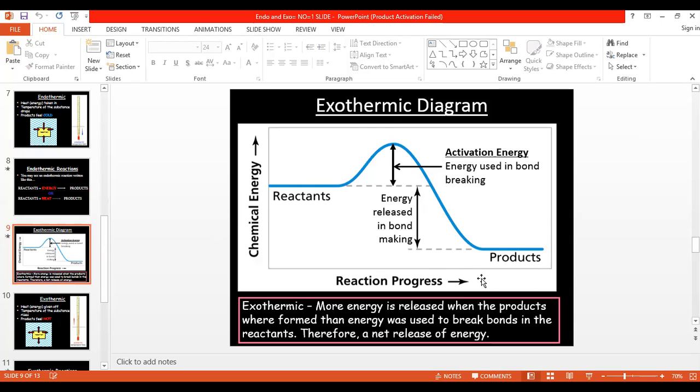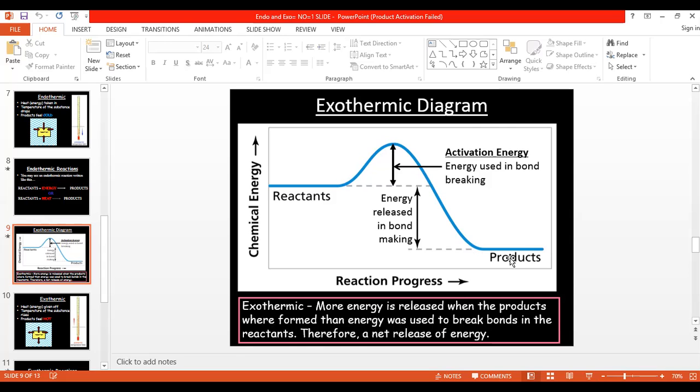This is exothermic. But similar situation, you understood: from reactant, start from here to break the bond, and then this is the maximum energy we call activation energy when reactant converted into product. So here reactant is greater than product, more energy is released when the product was formed than energy was used to break the bond. You see this energy used to break the bond, but more energy will release from this point. More energy will release when product will form.